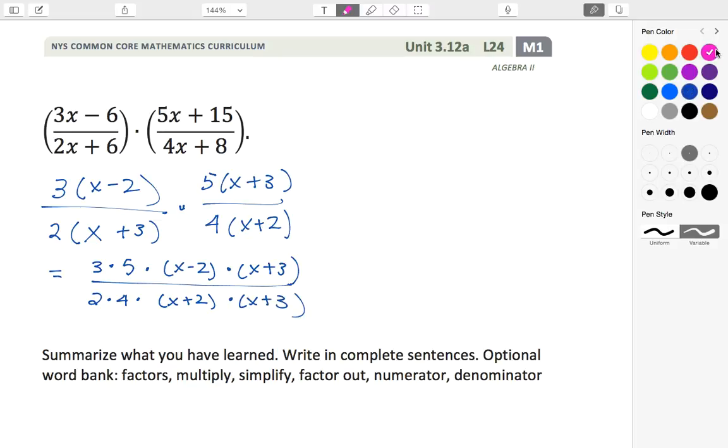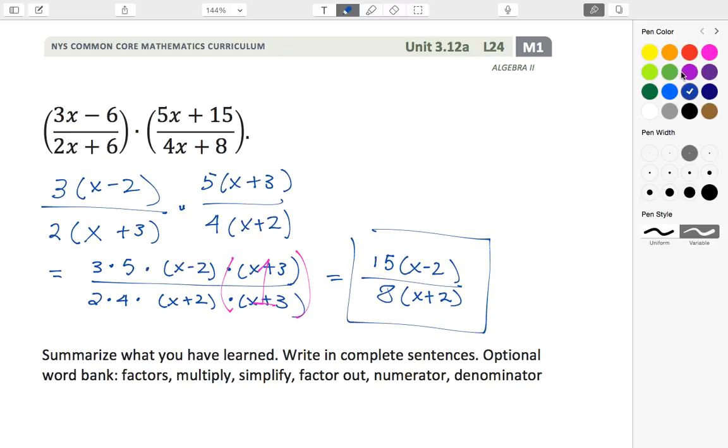Okay, and then from there, I simplify or reduce by seeing which factors I can apply the property of 1 to. So I have right here, x plus 3, this binomial becomes 1. Do I have any more? Nope. So then my final reduced rational expression is going to be 3 times 5 is 15, x minus 2, over 2 times 4 is 8 times x plus 2. And that's my reduced rational expression.